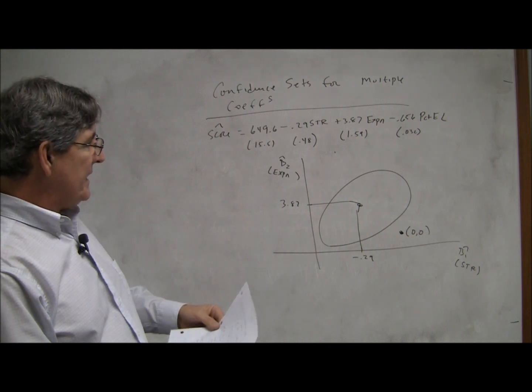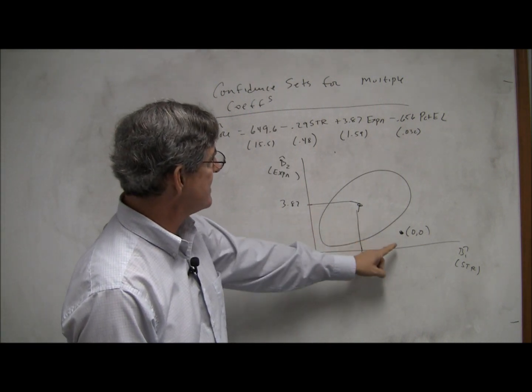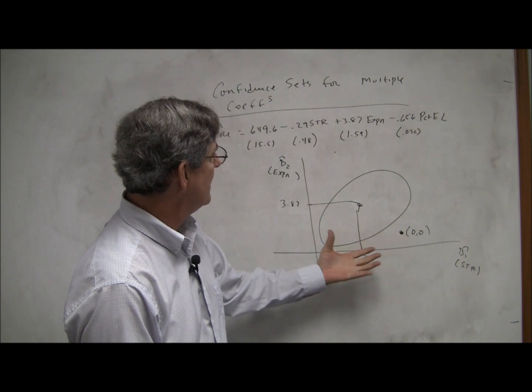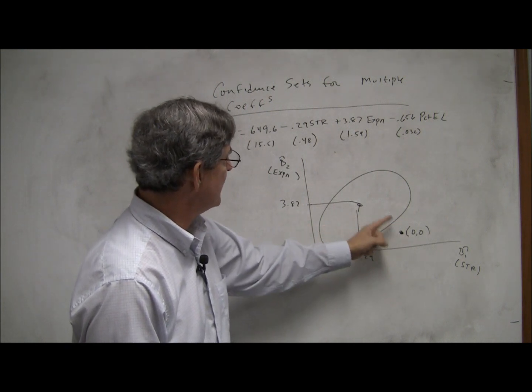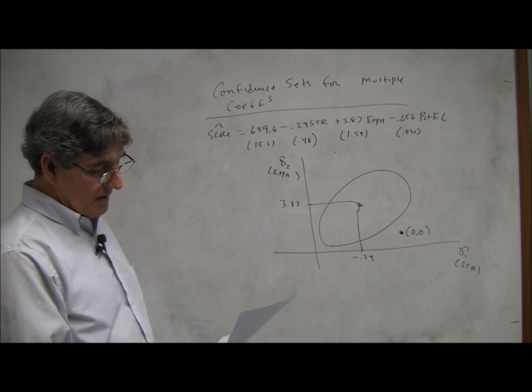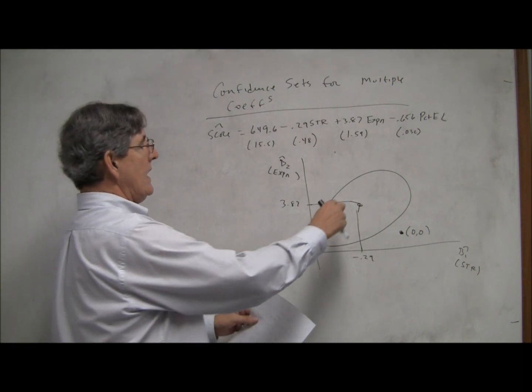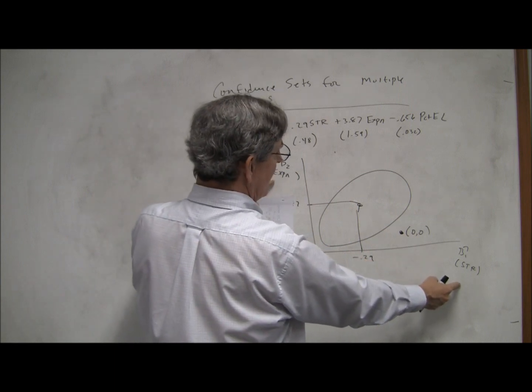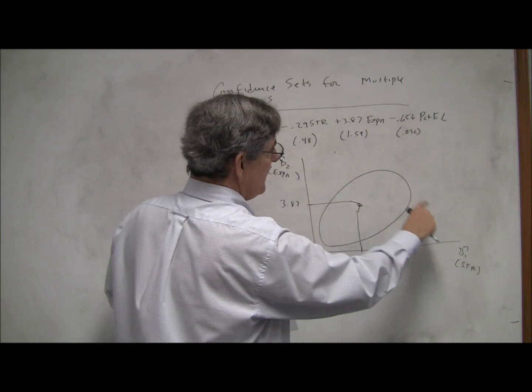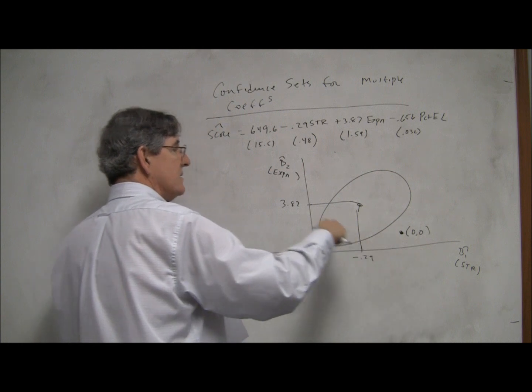And so because the 95% confidence interval doesn't contain 0, you would reject the null. If 0, 0 was inside there, you would fail to reject. It's shaped this way because these two things are positively correlated. If they were negatively correlated, the ellipse would be slanted in the other direction.